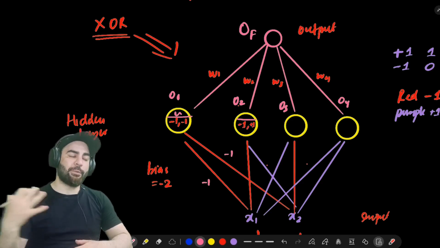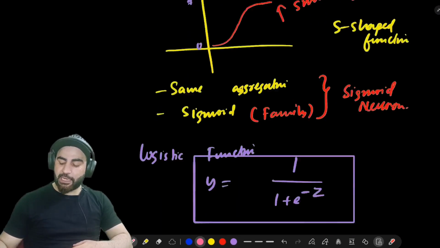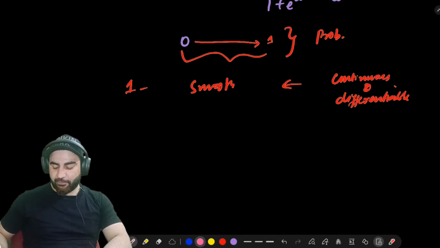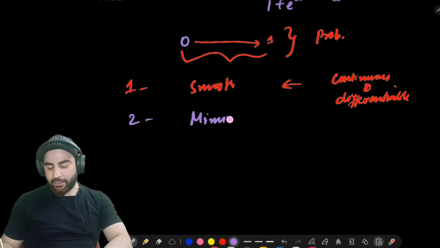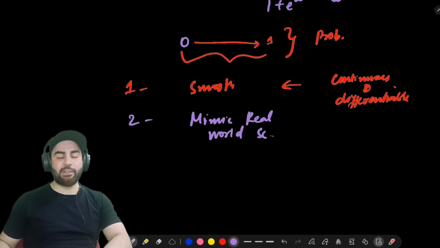So now once you compute the gradients, your function should be a smooth function. It should be a continuous and a differentiable function. Okay, this sigmoid function over here is a smooth and differentiable function. And the second thing, it mimics the real world also. It mimics real world scenarios. Okay, so why does it mimic real world scenarios? Because I showed you the example.